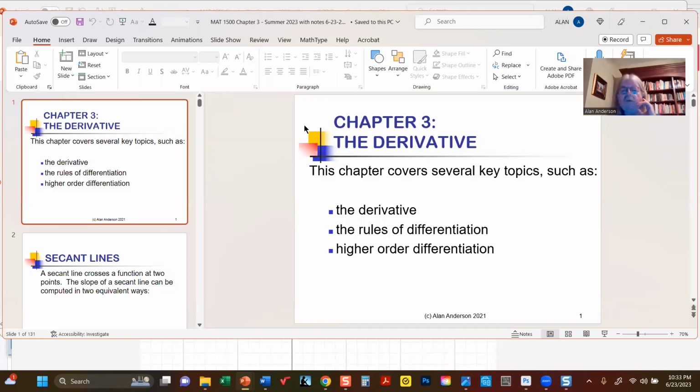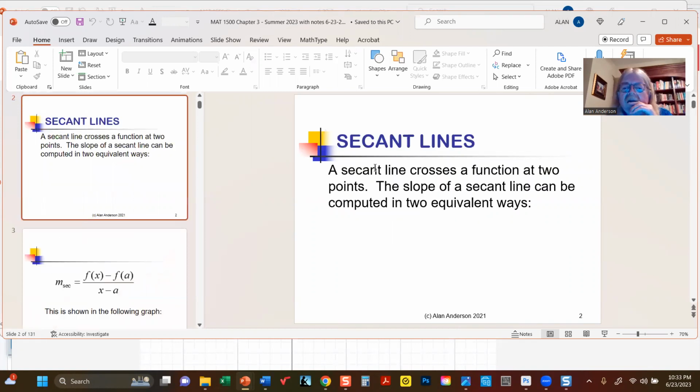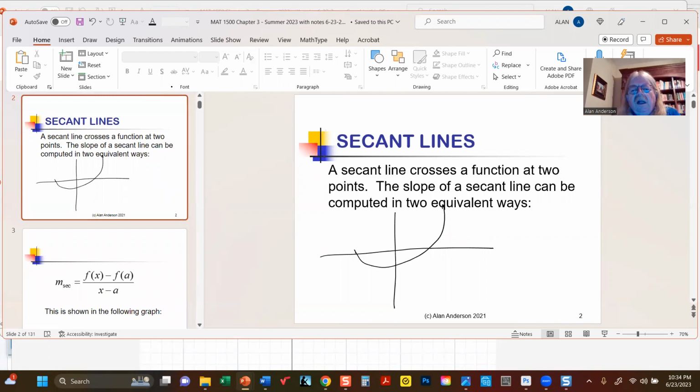So we're going to be looking at what a derivative is in the first place. We're going to introduce some rules, and then we're going to differentiate at higher levels. In other words, with higher order differentiation, what you're effectively doing is taking the derivative multiple times. Now, here's the secant lines. Remember, a secant line means you've got some function and the secant line crosses through it twice. That's a secant line.